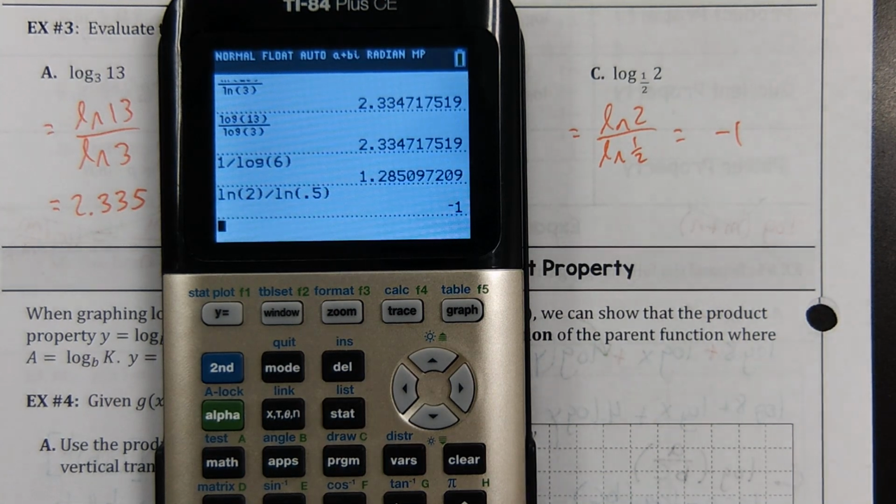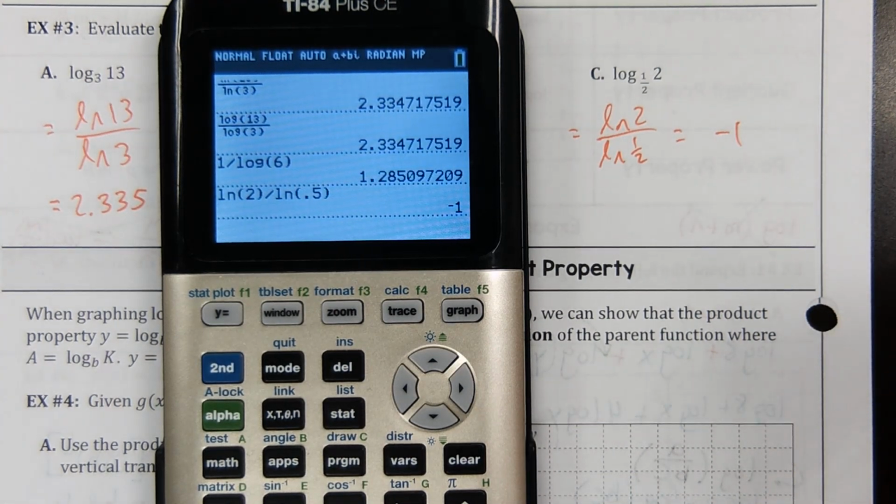Isn't this easy? Isn't this fun? I love logarithms. I freaking love these things. They're some of my absolute favorite mathematics. They really are. I love logs. I love trig. And I love calculus.